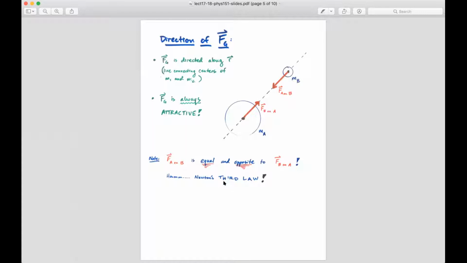Could this be a Newton's third law pair? Yes, in fact, indeed, this is. Remember what Newton's third law says. If object A exerts a force on object B, B must exert an equal magnitude and opposite direction force on A at the same time. So any of these attractive forces between masses for gravity, or attractive or repulsive forces between electric charges, which you'll learn in physics 152, or magnetic poles, and so on, those are all Newton's third law pairs.